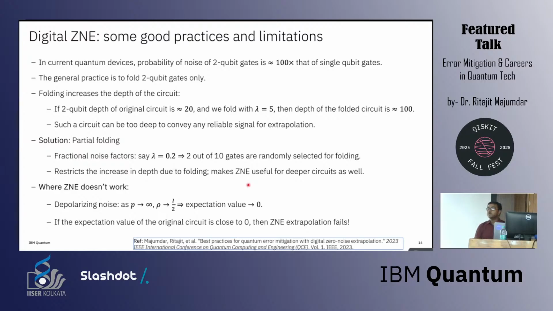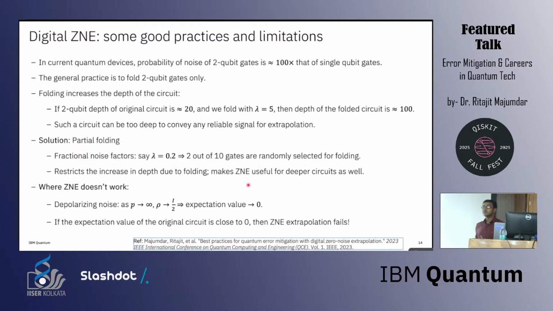Now, let's say that I have a circuit whose original expectation value is 0, or very close to 0. What will happen if you start doing this kind of folding? It was 0, it goes to 0, there is no fitting of that, right? You don't get what noise is doing here, because your original value was 0. As you start folding, noise is taking it to 0, so you don't really see what sort of gradient is coming here. That is not observable. And therefore, if the expectation value of the original circuit is very close to 0, you can expect that ZNE is going to fail.